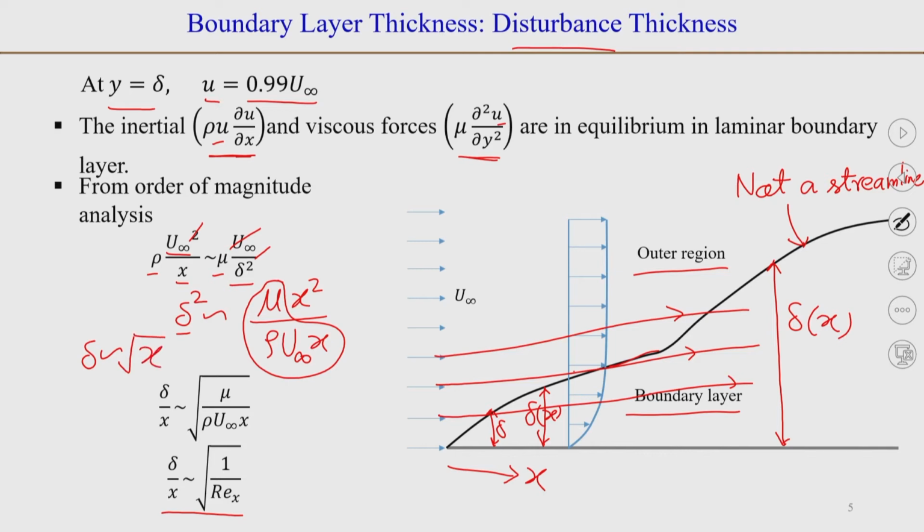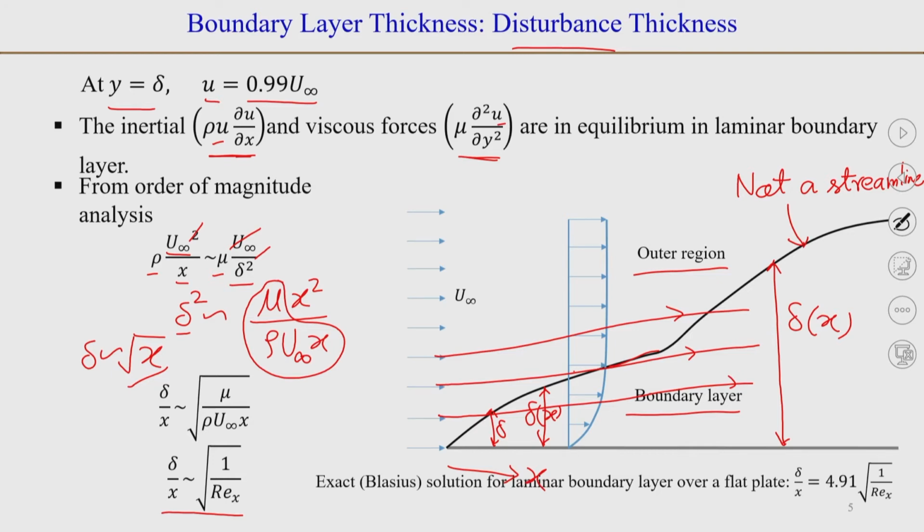So, that means as we go away from the leading edge, the boundary layer in the laminar region grows as x raised to the power half, and this is valid for the laminar region, because we are considering the viscous forces in the laminar region. This expression is not valid for turbulent boundary layers.